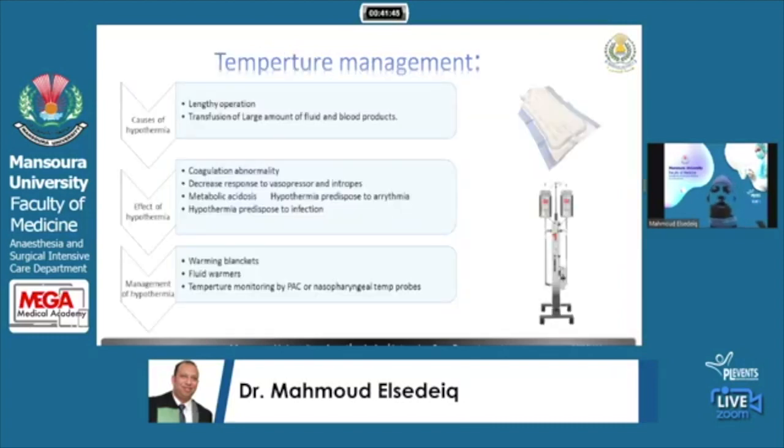Temperature management. There are multiple causes of hypothermia in liver transplantation, as it is a lengthy operation with transfusion of a large amount of fluid and blood products. Hypothermia has detrimental effects on the body, such as coagulation abnormality, decreased response to vasopressors and inotropes, and metabolic acidosis. Hypothermia also predisposes to arrhythmia and infections. For management, we use a warming blanket, fluid mattress, and fluid warmers, with temperature monitoring by pulmonary artery catheter or nasopharyngeal temperature probes.